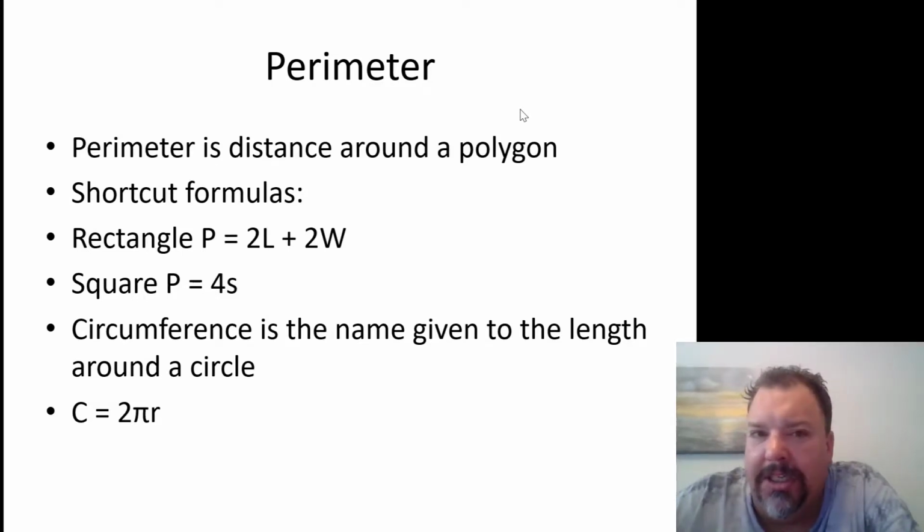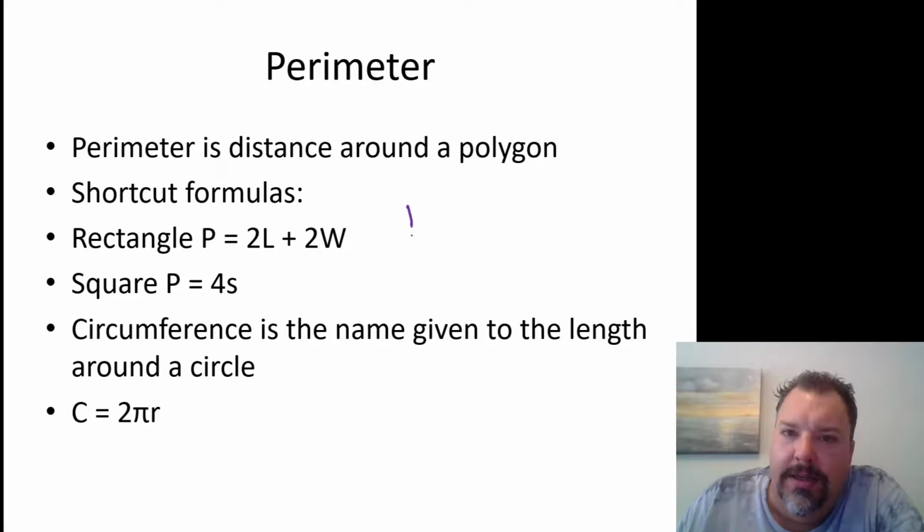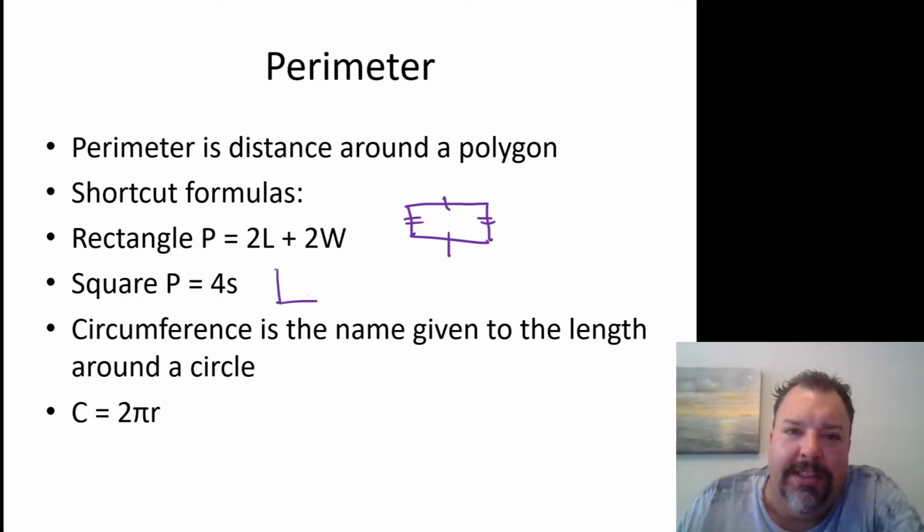But we do have some shortcut formulas because rectangles, we know that rectangles are quadrilaterals where the opposite sides are going to be congruent. So these two sides are the same, these two sides are the same. So we have this shortcut, perimeter is equal to 2L plus 2W. And then for a square, since all the sides are the same, we can just take one side and multiply by 4.